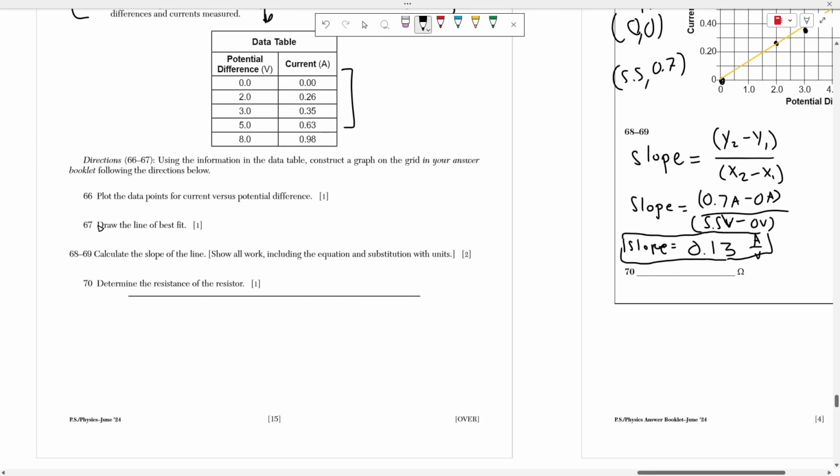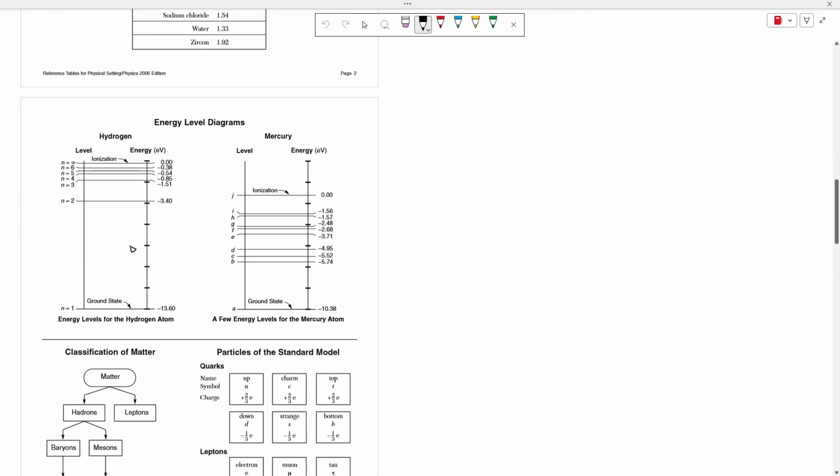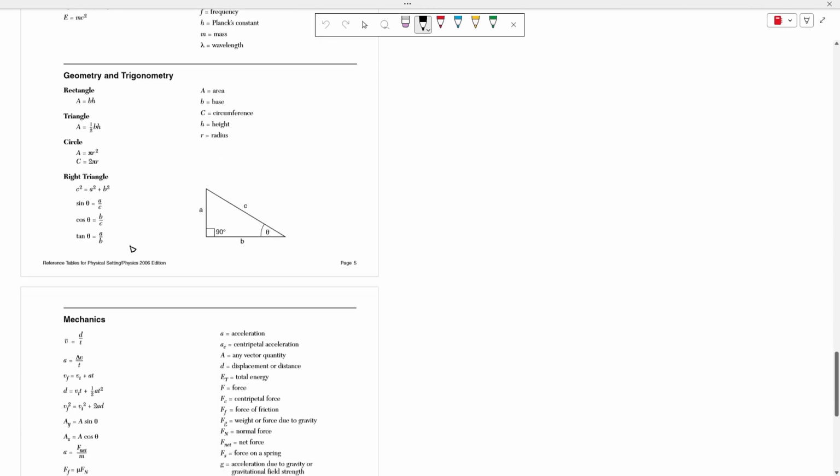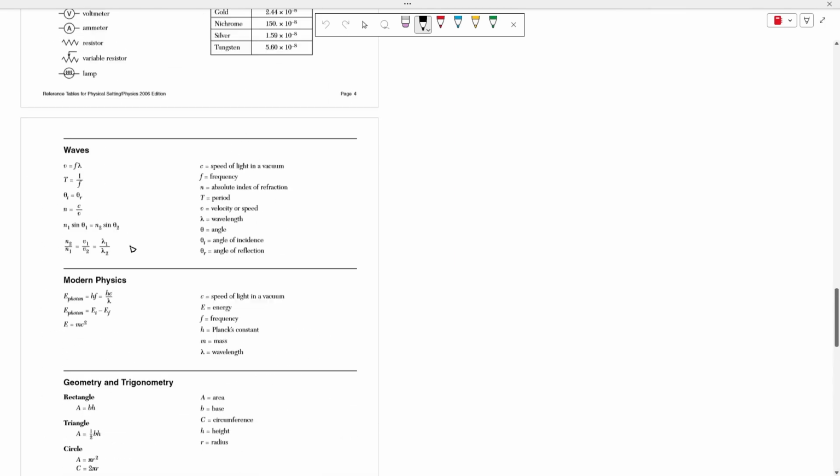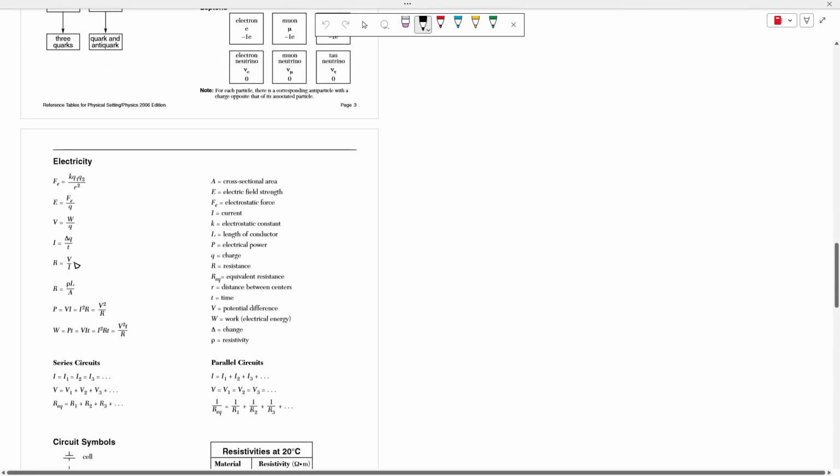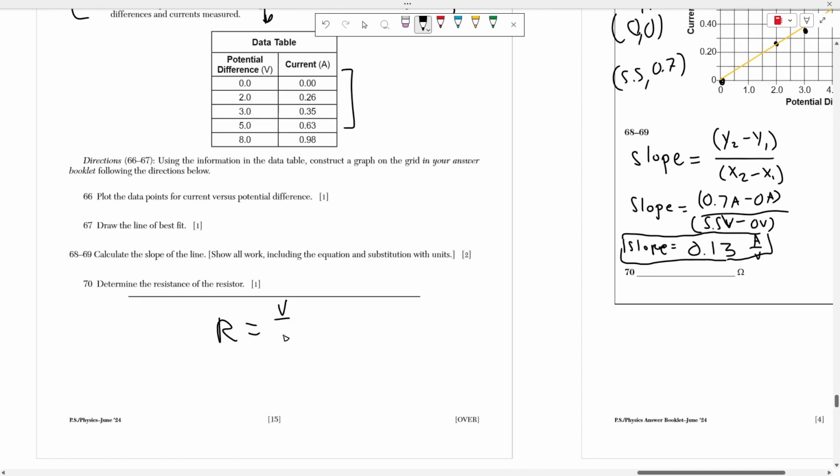So number 70 finally asks us to determine the resistance of the resistor. Now, if you want to find the resistance of a resistor, how do you find resistance? Well, if I look at my reference table and I scroll all the way down over here, I know that my resistance, where is it? My resistance is equal to voltage over current, or V over I.